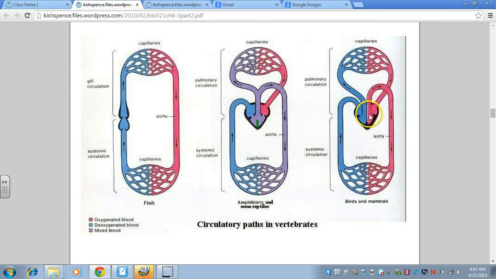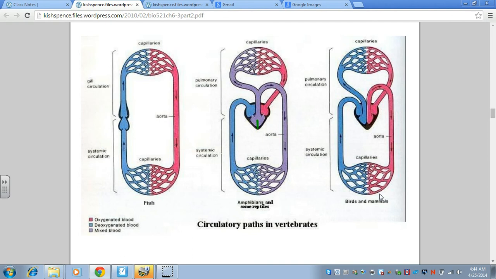Because there's no mixing, the blood that goes out to the body tissues has as much oxygen as possibly could. So it's oxygenated, not mixed. And that's really important because birds, especially if they're flying, need to get the maximum amount of oxygen that they can. And mammals are very active and require a lot of oxygen, in both cases, to maintain their body temperature from the inside.